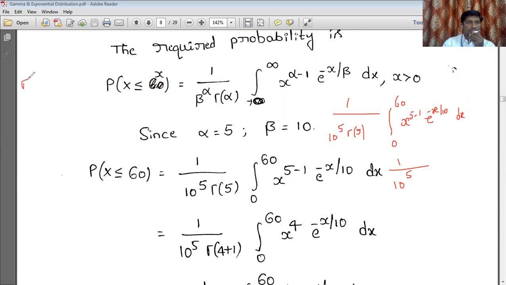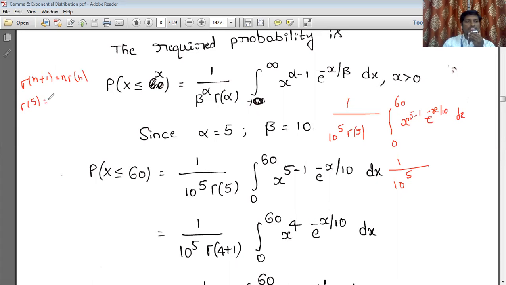Now we need to calculate this one, 1 by 10 power 5 and gamma 5. Gamma 5 we can find using the formula gamma n plus 1 is equal to n into gamma n. This is the gamma function property we are using. So we are going to calculate gamma 5 here.